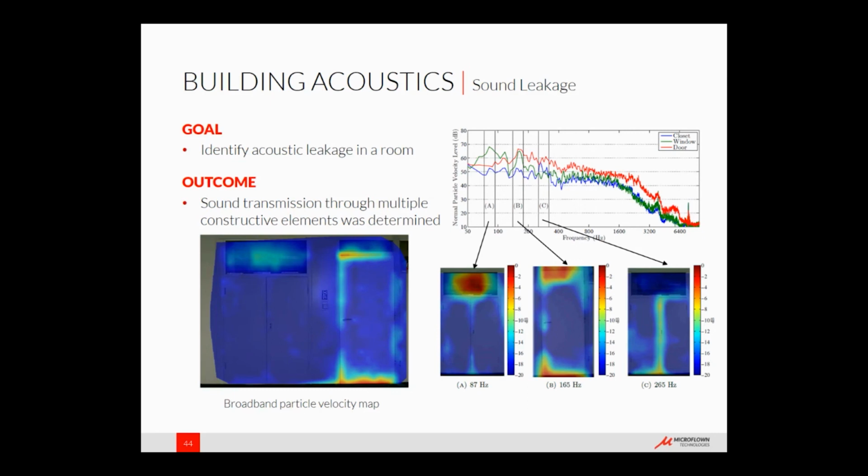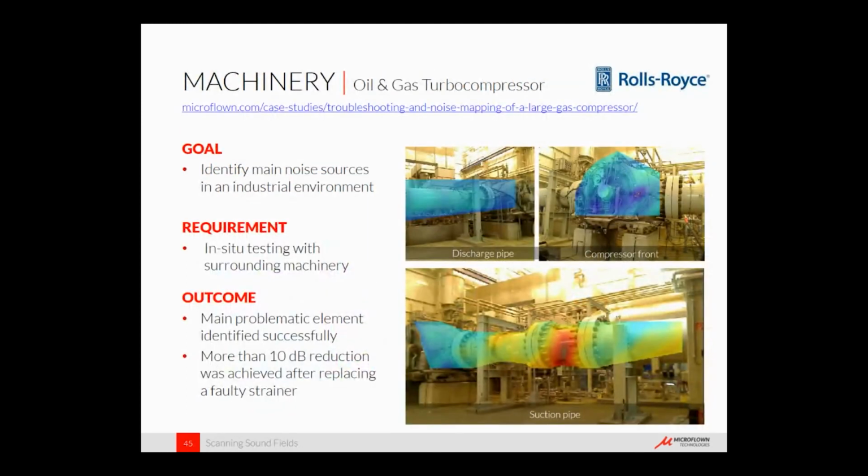So you can clearly see the leakage. And here with the wardrobe, it was an empty wardrobe in this case. You get a cavity resonance based on the size of the cavity that was actually booming at 265 hertz. So a nice practical industrial example, in this case, done for Rolls-Royce.